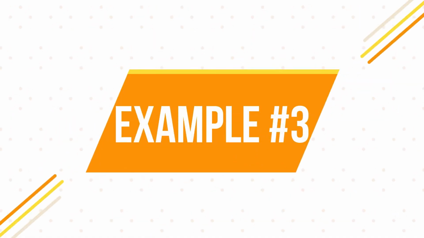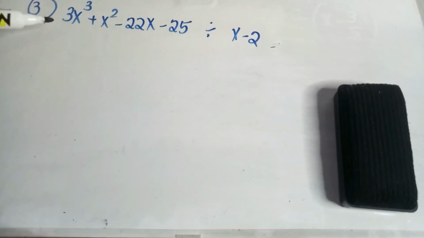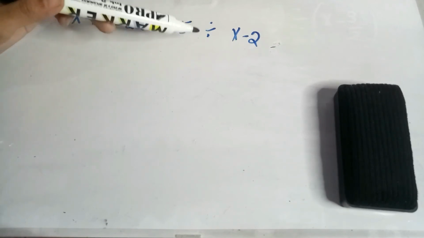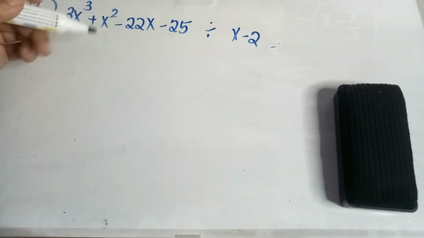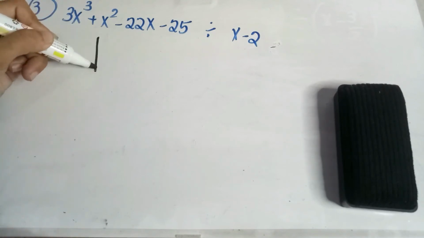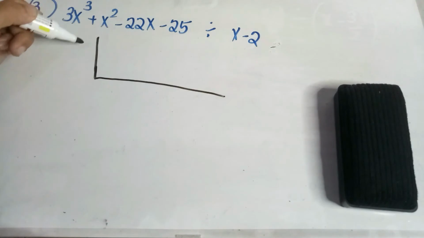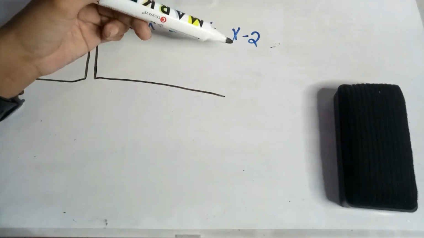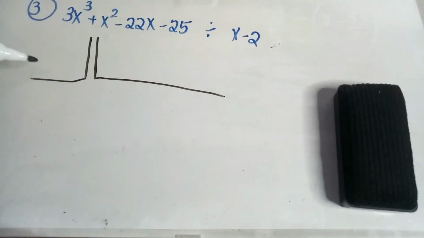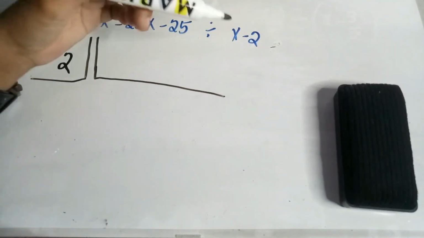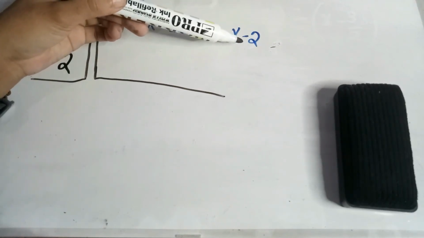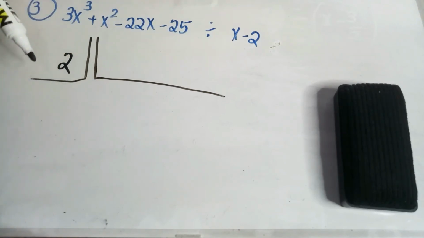Example number 3. So let's divide 3x cubed plus x squared minus 22x minus 25 divided by x minus 2. Let's use the synthetic method. 2 inverted division sign. So get the value of x minus 2, and that is equal to 2, or the different sign of negative 2, and that is positive 2.